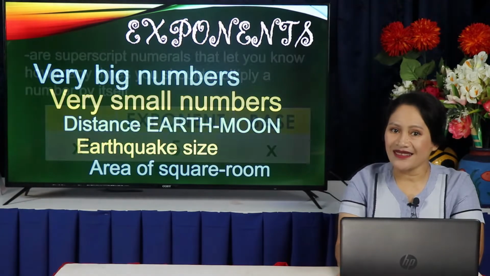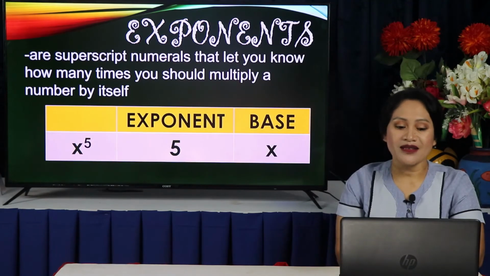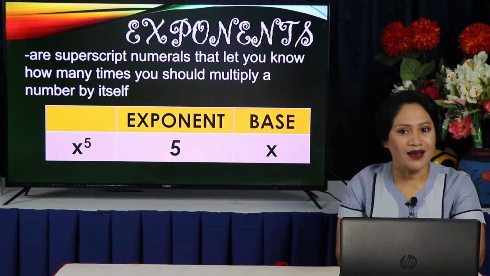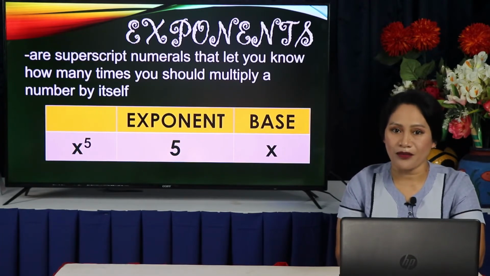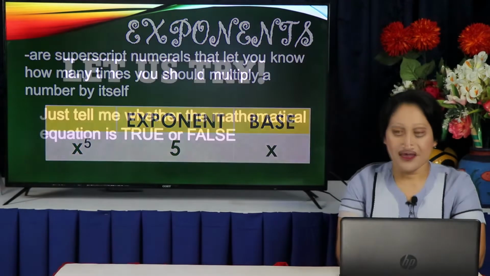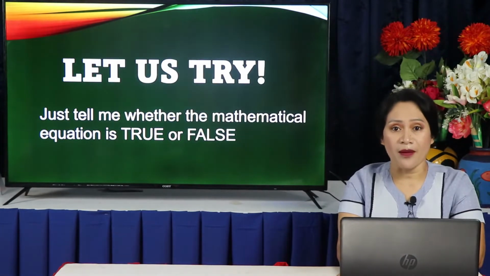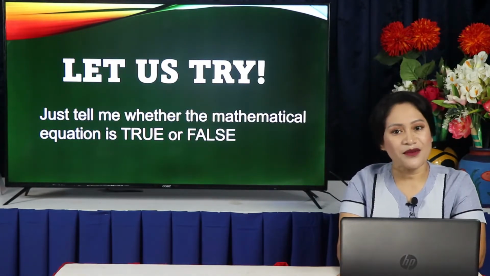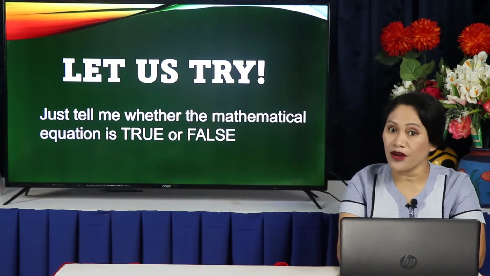Isn't that amazing? Exponents. These are superscript numerals that let you know how many times you should multiply a number by itself. In our example, x to the power of 5 simply means that 5 is the exponent and x is our base. Now, before we start our lesson proper for today, let me ask you 3 questions. You just have to tell me whether the mathematical equation is true or false.